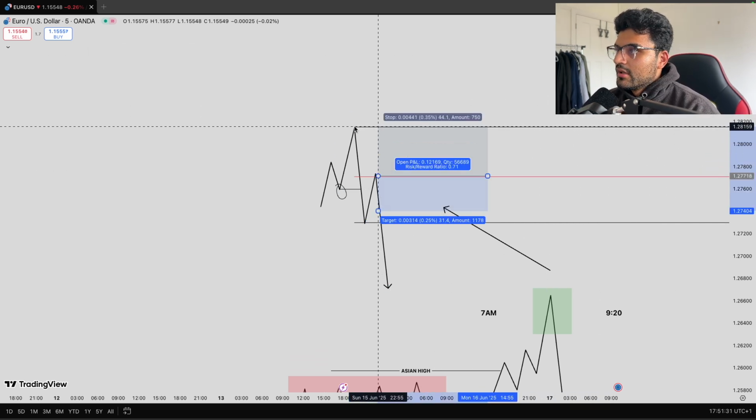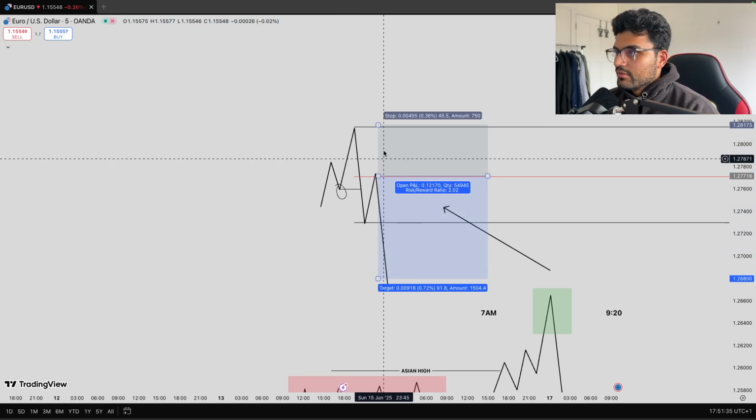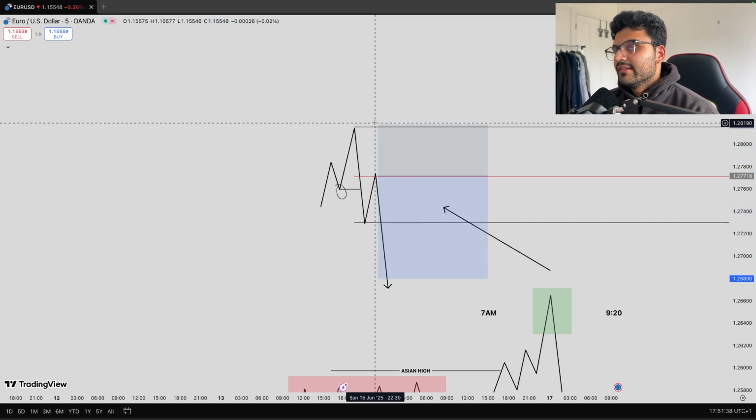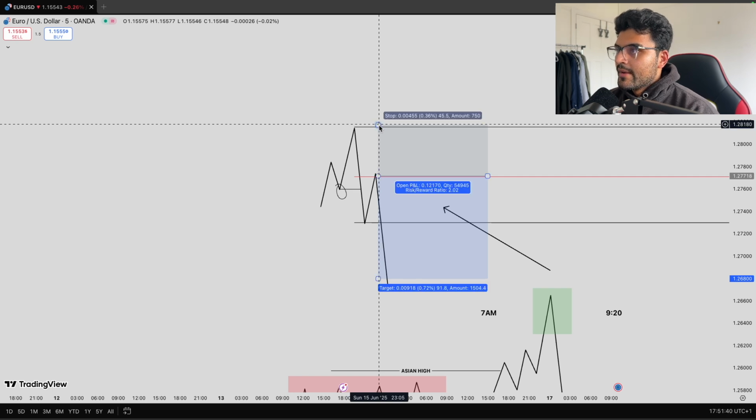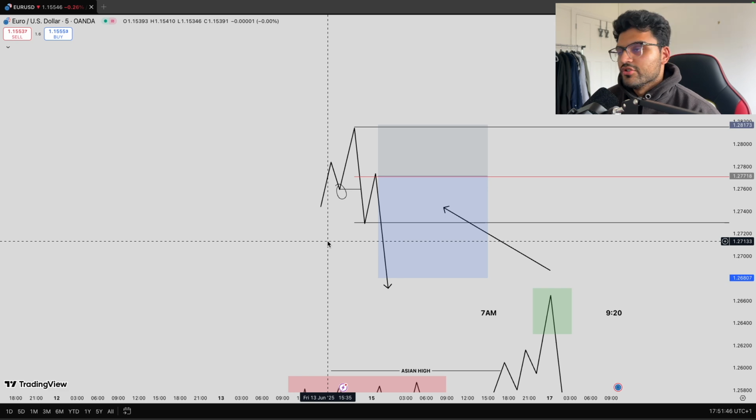Entry there, limit order, stop loss right above there. And then minimum 5 pip stop loss, nothing lower than that. And ideally nothing more than 15 pips, I would say. Keep your stop loss above the high and target a simple 1 to 2 risk to reward. This way your psychology is in check as well.